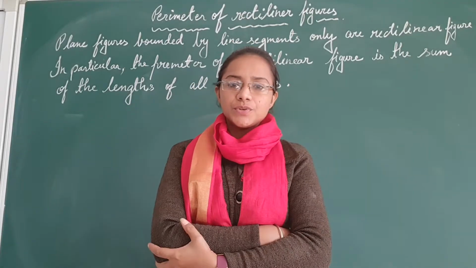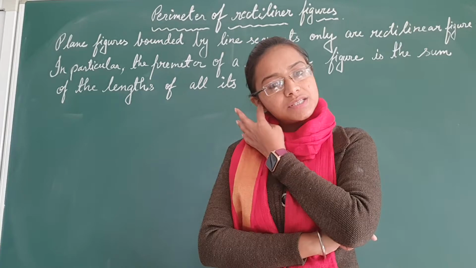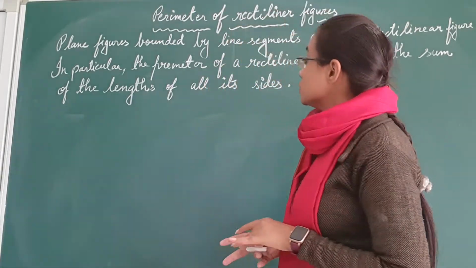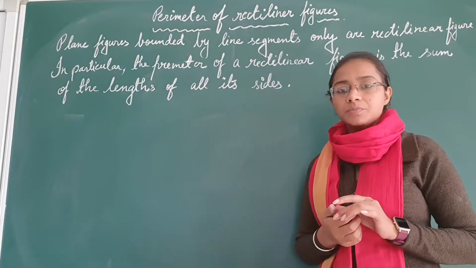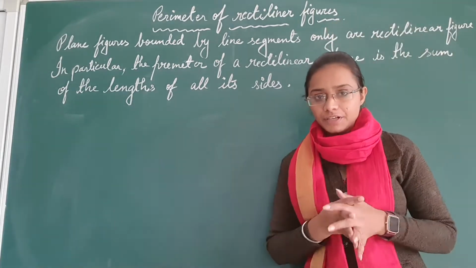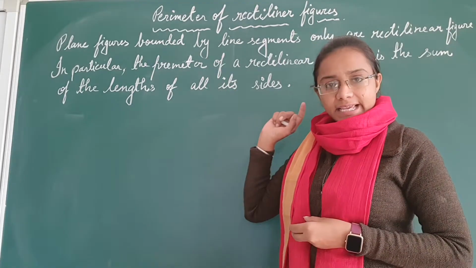Very good afternoon, students. So today we will continue the chapter, that is chapter 12, perimeters and area. In this chapter we are going to today understand about the perimeter of rectilinear figures. So what do you mean by rectilinear figure first? Plane figures bounded by line segments.